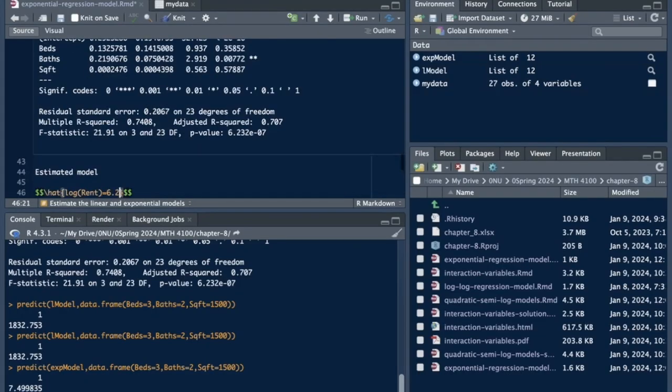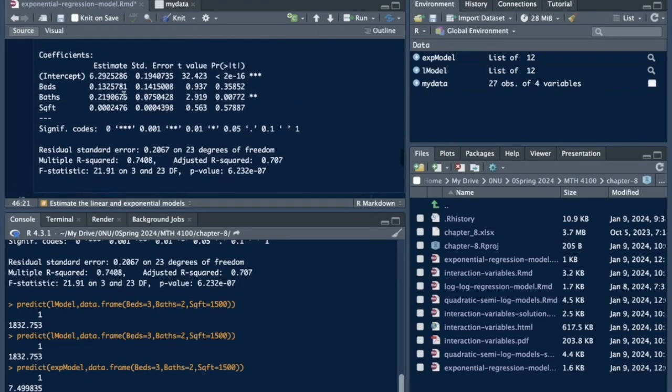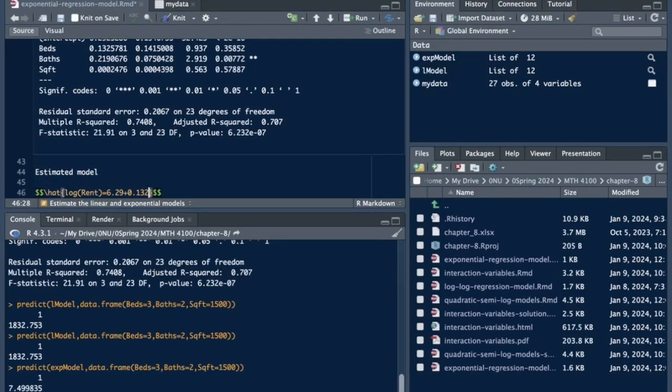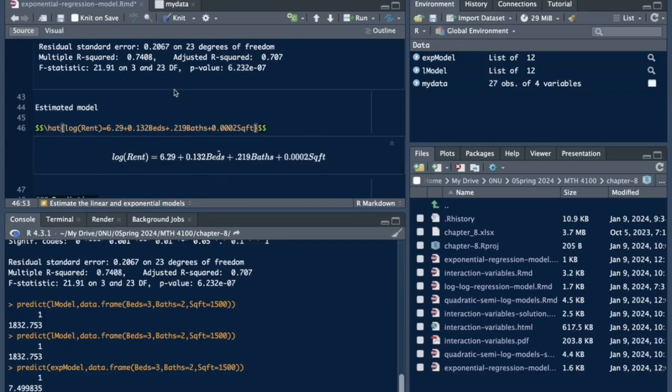The intercept 6.29 plus 0.132 beds, plus 0.19 baths, plus 0.0002 square foot. So this is, oh, hold on, I did not close this. Let me close it here. Let me take this one off. Here we go. So the log rent hat of the log rent equals this.